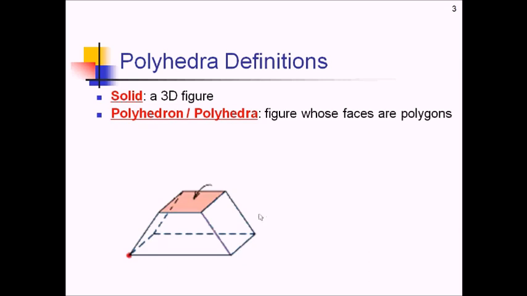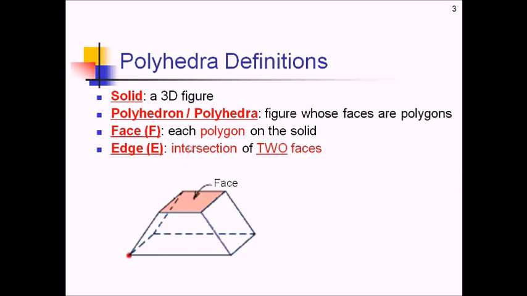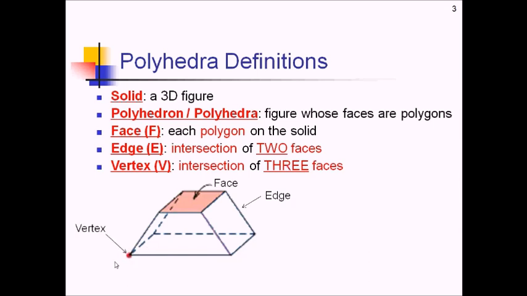So here's an example of one of these. And by the way, faces, we're talking about the polygons themselves that are on the solid. So, for example, this square up here is a face. We can also talk about the edges of a polyhedron. That's the intersection of two faces, like this right here, this line. And we can talk about the vertices, or vertex singular. That's the intersection of three faces. So, for example, this point down here where all three of these faces meet.